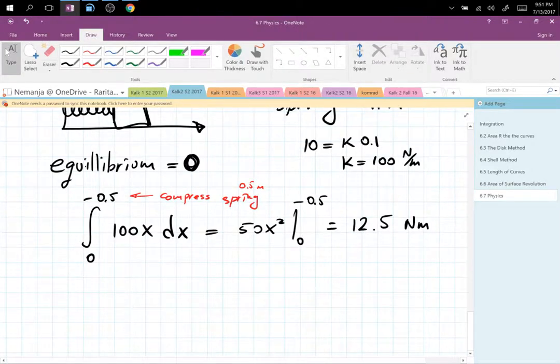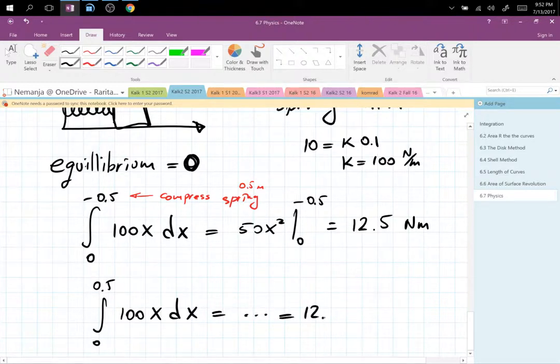Now, Kevin, you wanted to stretch the spring 0.5. So that would be the same problem, except now it's 0 to 0.5. It's positive, but it's the same value at the end because it was squared. It'll be the same thing, though.